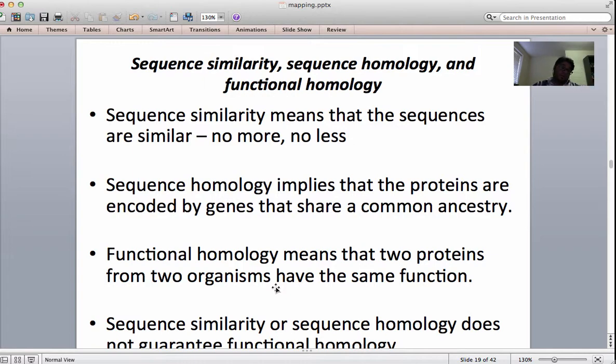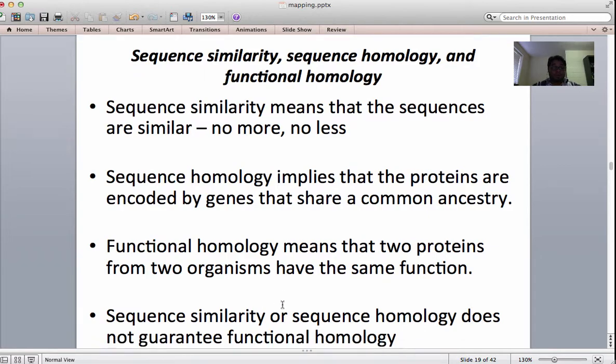To give a protein a function, people use sequence similarity, sequence homology, and functional homology. So what does that mean? Sequence similarity means two sequences are similar. Homology means they share common ancestry, and functional homology means two proteins from two different organisms have the same function. So remember, functional homology doesn't guarantee the sequences are similar or homologous.